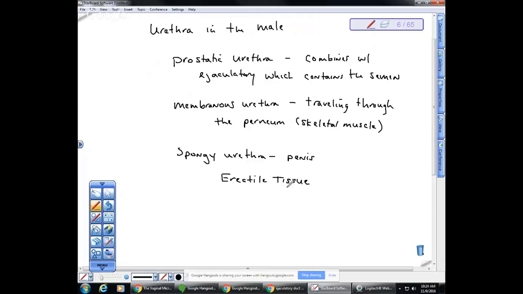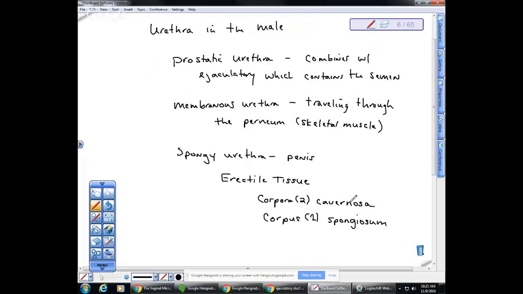Now, when we look at the erectile tissue, we can see that there's two different types of erectile tissue. We have what is called the corpora, and there's two of them, cavernosa. Right, so there's two corpora cavernosa, and then there is one corpus, so that's singular, spongiosum. Okay, so that's the erectile tissue that is around the urethra. Okay.